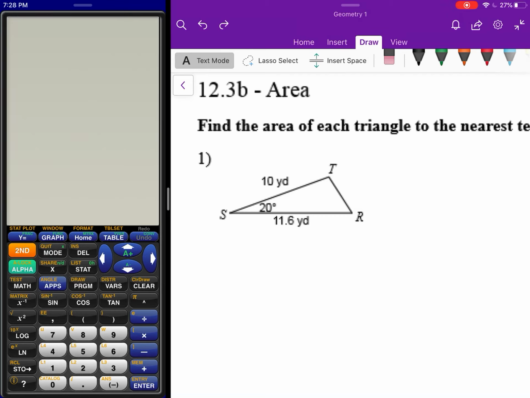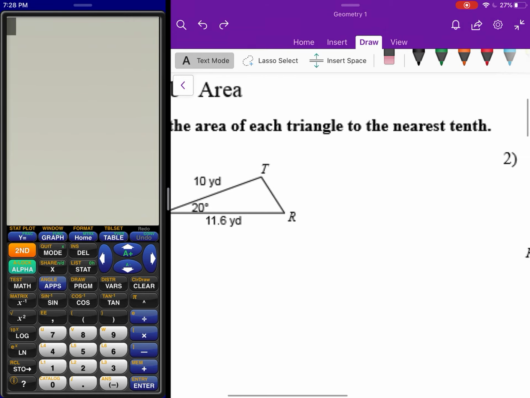In the second part of this lesson, we're going to find the area of triangles, and we're going to have two different situations. The first one does use trigonometry. The other one is actually just a theorem that's helpful if you know all three sides of a triangle. So let's jump in here.